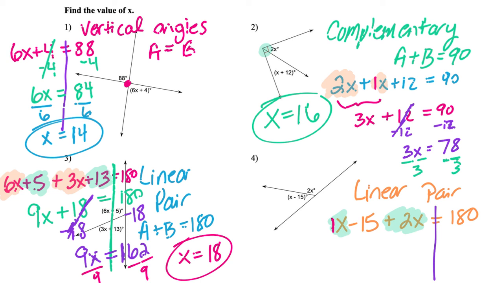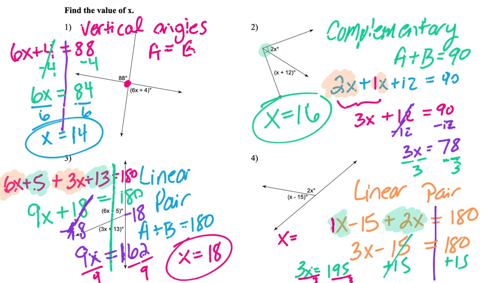So then that will give me 3x minus 15 equals 180. I can add 15 to both sides. So then I'm left with 3x equals 195. And when I divide by 3, my answer is x equals 65.